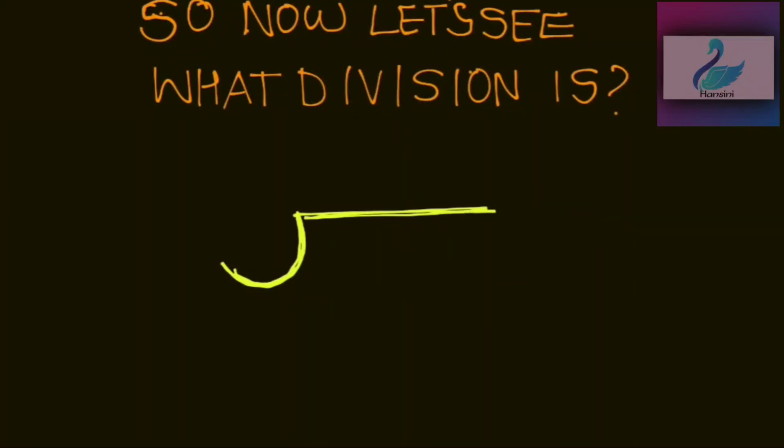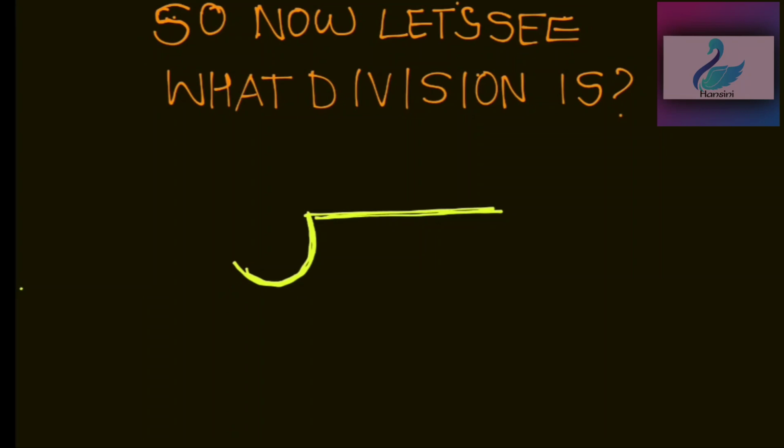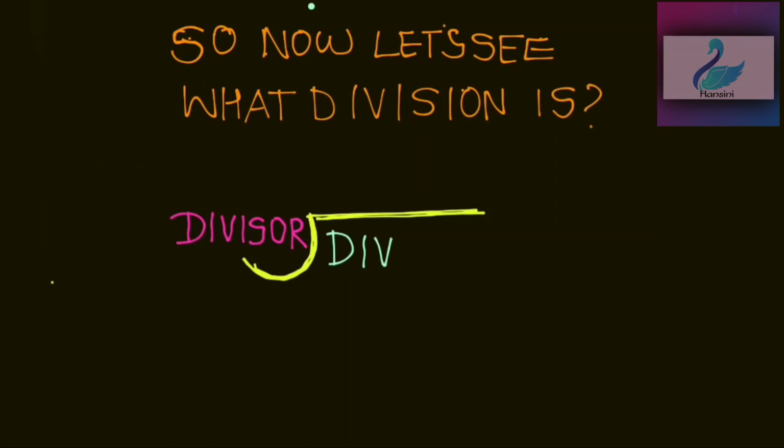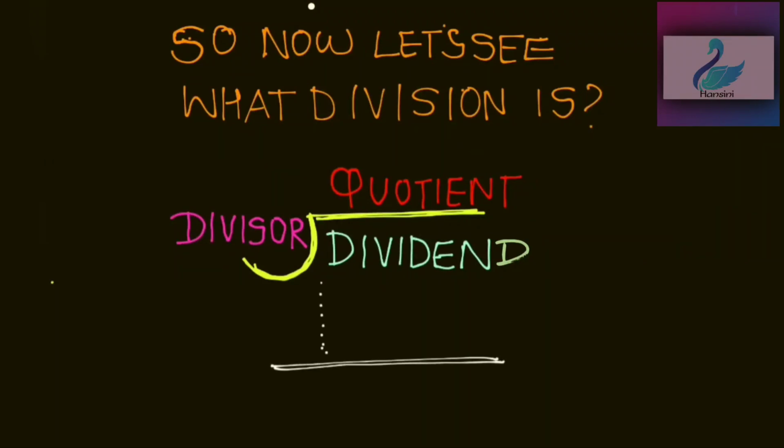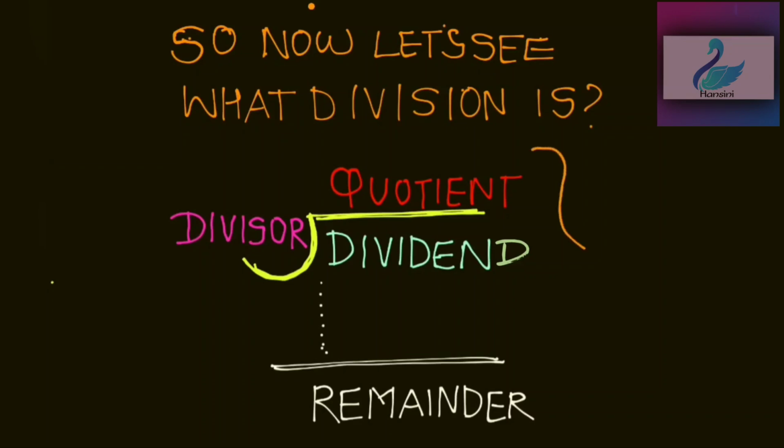The symbol which I am drawing here in yellow color is the symbol to solve division. It is compulsory to draw this symbol while solving division. Now can you see the pink color? I have written divisor. Now what is a divisor? A number by which another number is to be divided is the divisor. The green color is the dividend, a number to be divided by another number. The red color is the quotient, the result obtained by dividing one number by another number. And the remaining number which we get is the remainder.